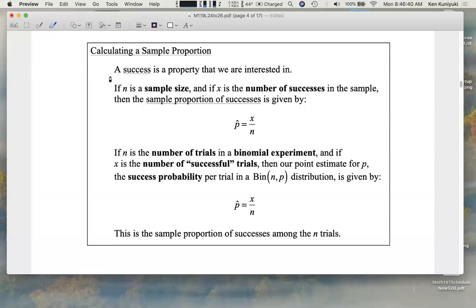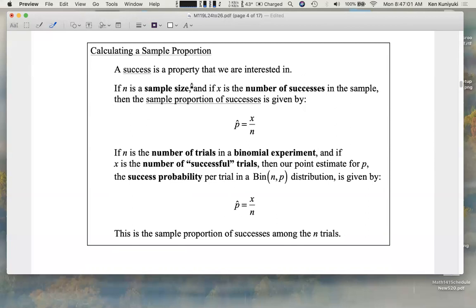So remember, a success is a property that we are interested in. So for example, a politician would say that a success is a voter who is going to vote for the politician. A gambler might say, hey, I like heads. A success is when this coin comes up heads.